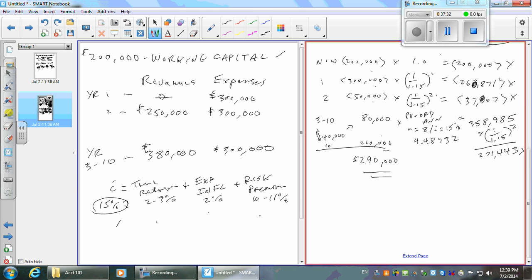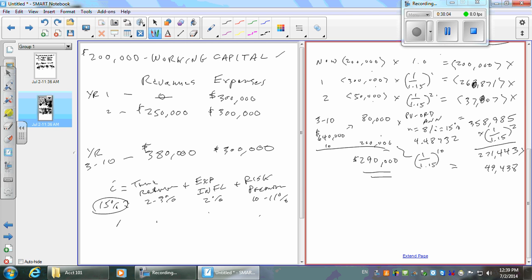And then what else do we need? 200,000. Yeah, 200,000 discounted for how long? 10 years. 1 over 1.15 raised to the 10th. That's not worth very much, is it? 15% is a high interest rate. 10 years is a long time, right? How much is that worth? $49,438.